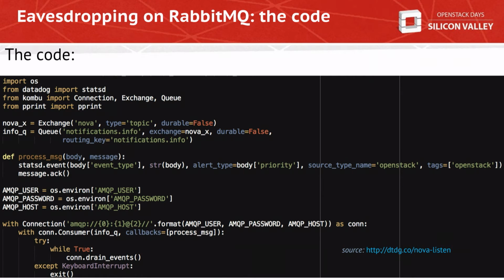You don't have to listen in on notifications.info. You could listen in on other queues. There's a bunch of messages being passed around, and not only by Nova. Cinder uses message passing also. There's a whole bunch in a previous slide. Basically, RabbitMQ does form the message passing backbone for most OpenStack services.